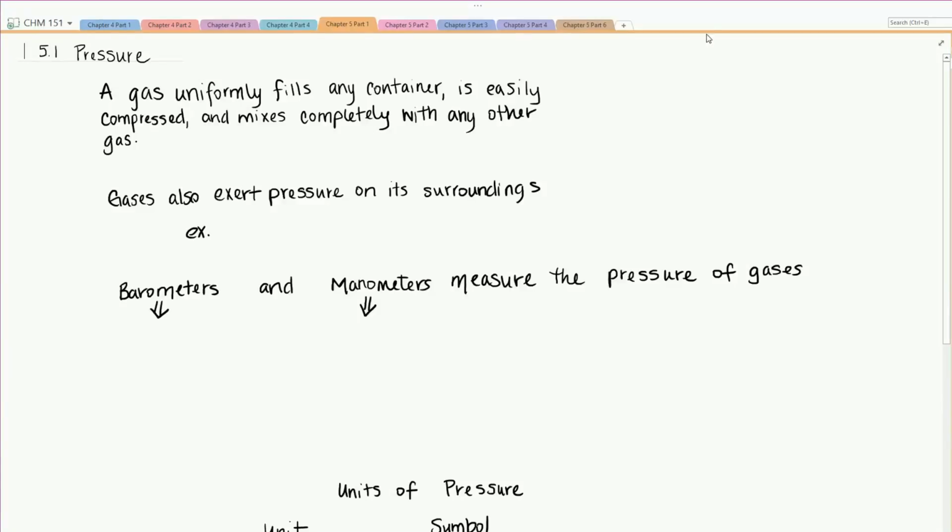Okay, so the next chapter is chapter 5, which is on gases. So we've talked a little bit about states of matter, solid, liquid, gas, but now we're going to focus specifically on gases. And one of the first things that this chapter talks about is gas pressure.